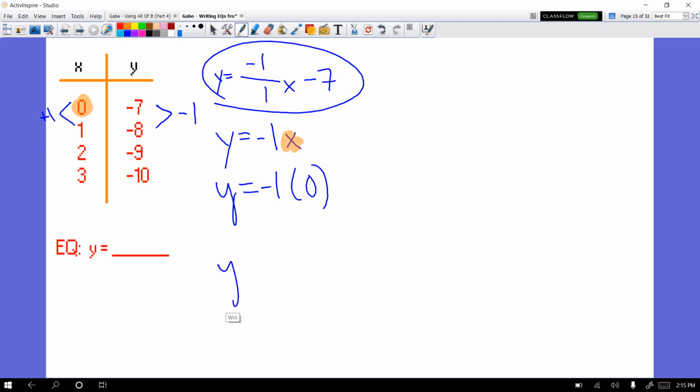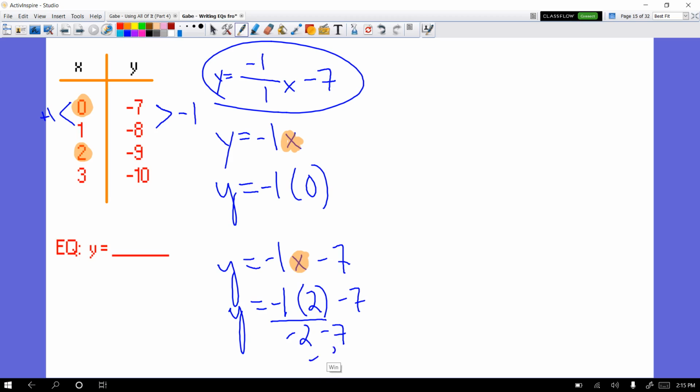This is our theory. Now we test it. I'm going to pick another x value. Notice I've been picking 0 and 2. You can pick any ones you want. Just make sure it's connecting to the coinciding y value. And I'm going to plug it into our checking equation. Y equals negative 1 times 2 minus 7. Negative 1 times 2 is negative 2, minus 7 is negative 9. Check. So the equation is officially negative 1x minus 7.